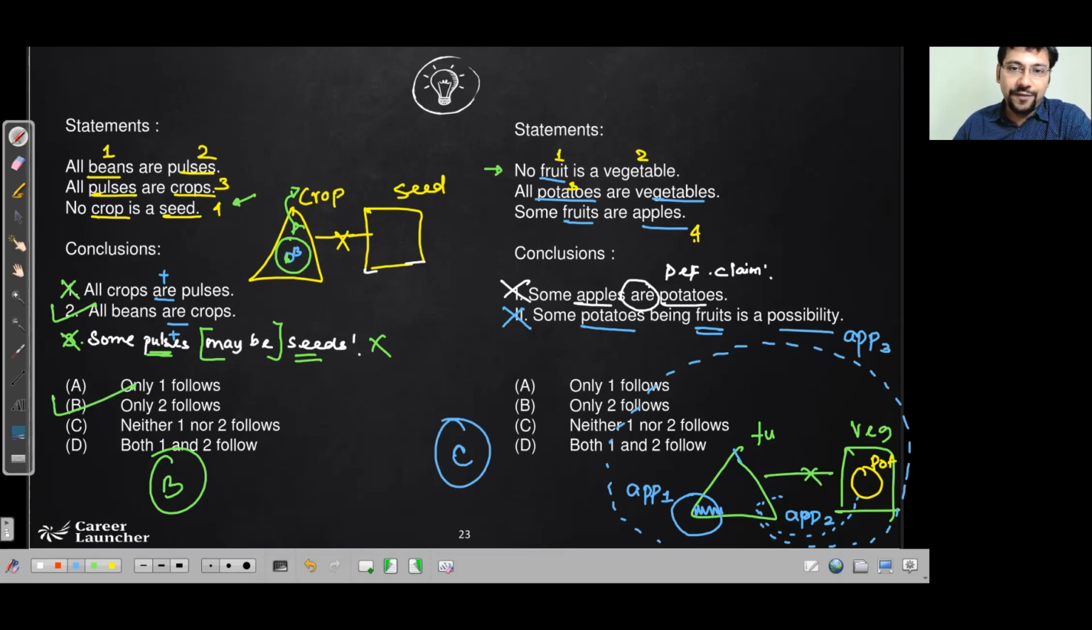However, curiously, if I would have rather given something like this, that some apple being vegetable is a potato is a possibility, I'm sure, pause a while if you can't think, this would have been a valid one. Why? Because in one of the possibilities, as apple 3 or apple 2, my apple can touch vegetable or even my apple can for that matter touch potato.